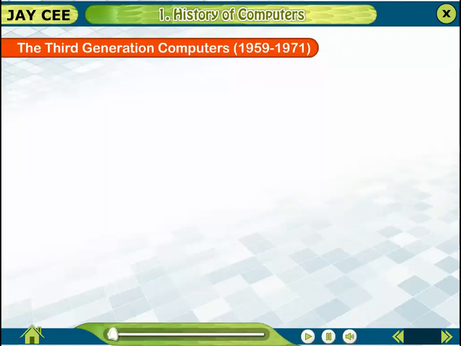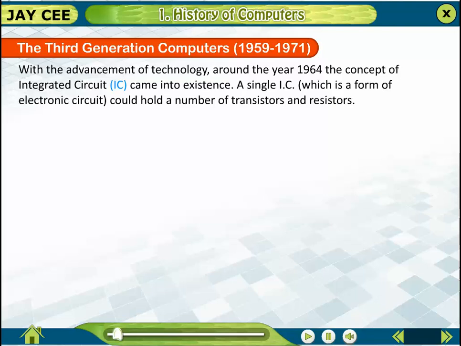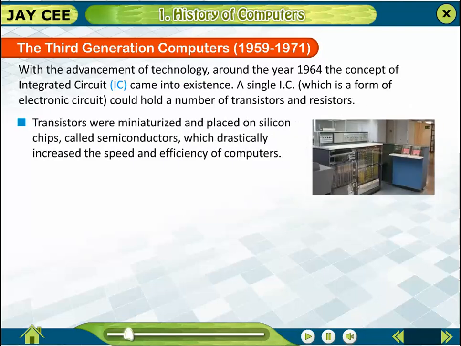The third generation computers, 1959 to 1971. With the advancement of technology, around the year 1964, the concept of integrated circuit, IC, came into existence. A single IC, which is a form of electronic circuit, could hold a number of transistors and resistors. Transistors were miniaturized and placed on silicon chips called semiconductors, which drastically increased the speed and efficiency of computers.